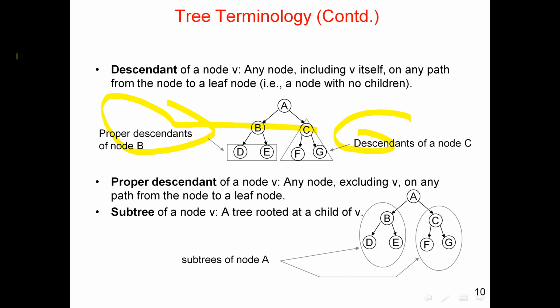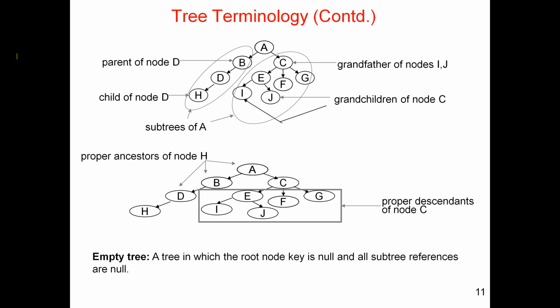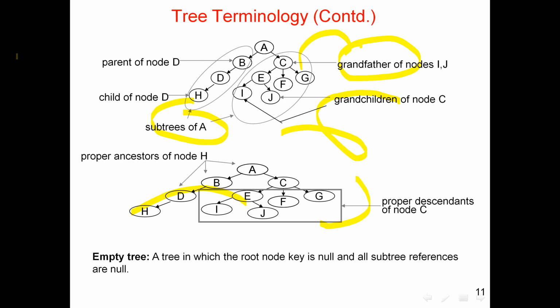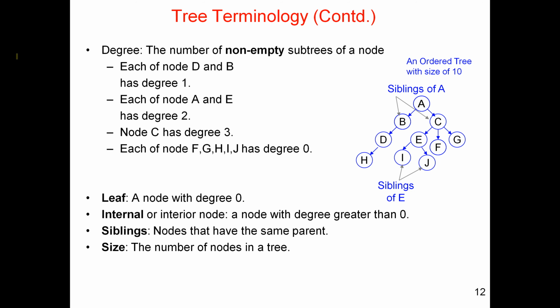So subtree is another concept. A subtree is when the tree has 2 sub-branches. We sometimes call the order of the tree the number of subtrees. So this tree has order 2 because it has 2 subtrees, all right? This is very important. When you look at tree terminology, you have parent, grandparent, grandfather, great-grandchildren, subtree, proper ancestor, proper descendant, and you have an empty tree also, where the root node is null. That means all subtree references are null. So you may have something like this.